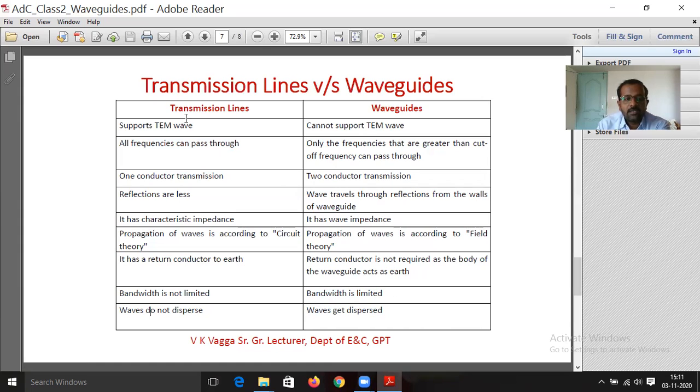And in the transmission line, the wave is not going to disperse. Even if it has an open end, it is not going to transfer. But in the waveguides, if the waveguide is open, it is going to disperse into the air here. So this itself is the difference between the transmission lines and the waveguide here.